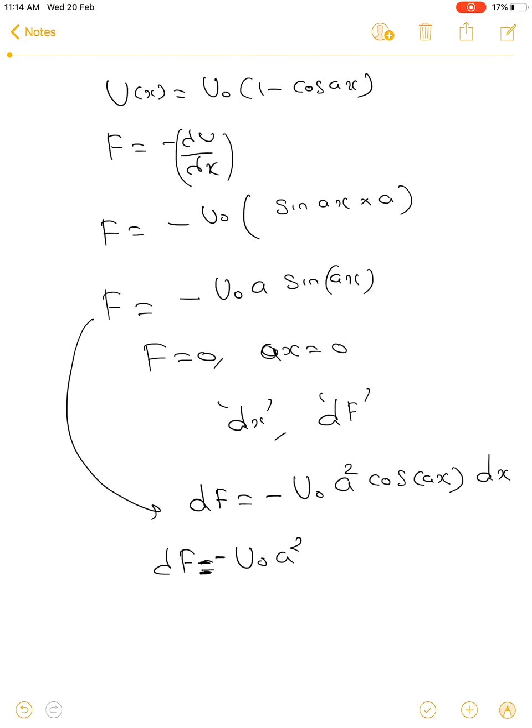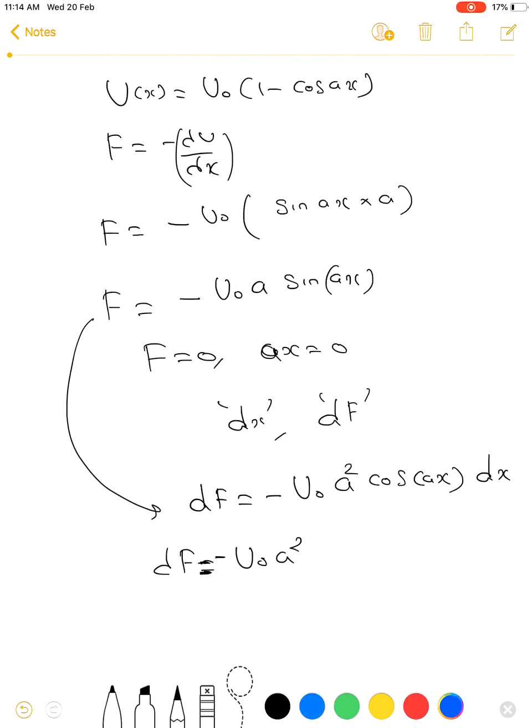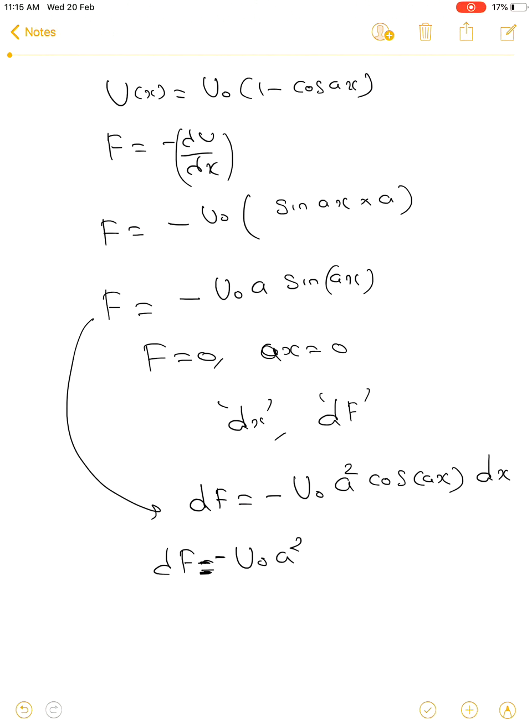from its mean position, and the condition for the mean position is that the value of ax should be equal to 0. So over here, if you put the value of ax equal to 0, the value of cos ax becomes equal to 1. So you can write the equation as df is equal to minus u naught a square into, at the equilibrium position, cos ax is 1, into dx. So we are basically getting this restoring force as a function of dx.